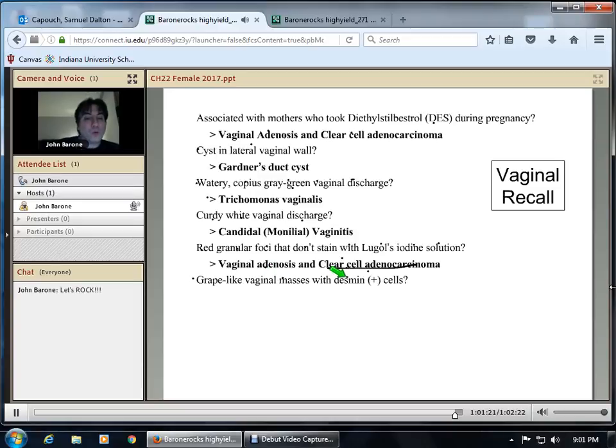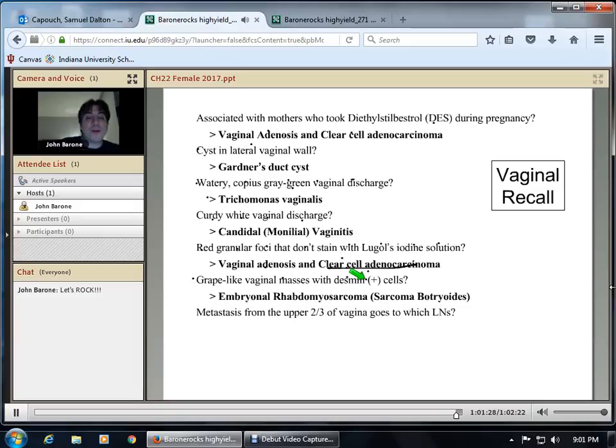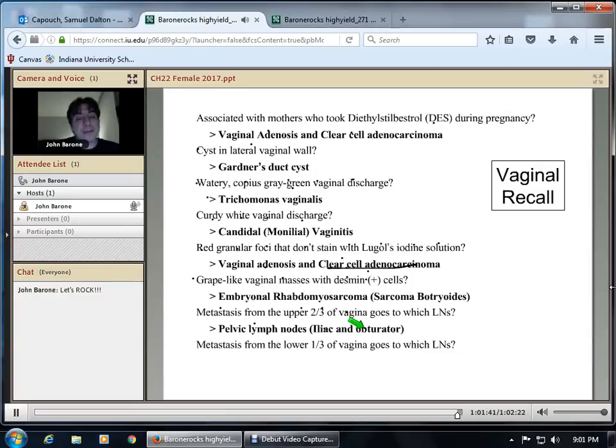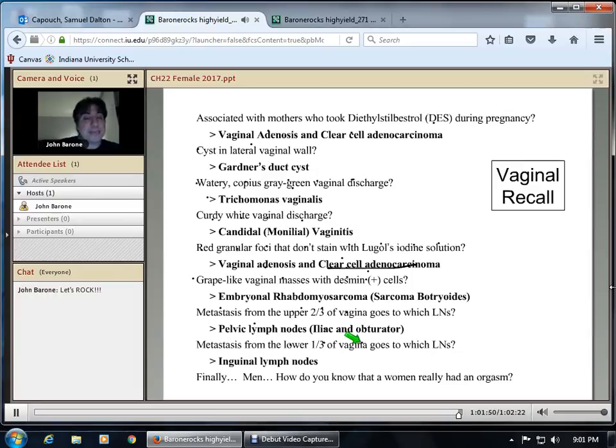All right, what do you call grape-like masses coming out of the vagina with desmin positive cells? Well, that's a muscle marker, so it must be embryonal rhabdomyosarcoma, sarcoma botryoides. All right, now metastasis from the upper two-thirds of the vagina, well, they're inside, so they're going to go to pelvic lymph nodes. Pelvic lymph nodes are iliac lymph nodes and obturator. And then, of course, if it's the lower or outer one-third, that's going to go more to the inguinal lymph nodes, deep or superficial.